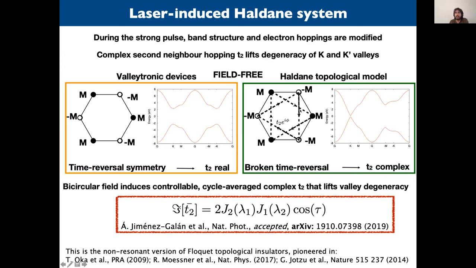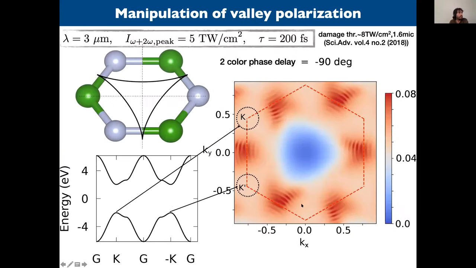And in principle, this allows, for example, to close the band gap and transform the system into a topological insulator during the pulse. And for valleytronics, since tunnel excitation is exponentially sensitive to the band gap, lifting the valley degeneracy will also lead immediately to valley polarization at the valley with the minimum band gap. So by the way, this is the non-resonant version of Floquet topological insulator. So the time domain non-resonant version.